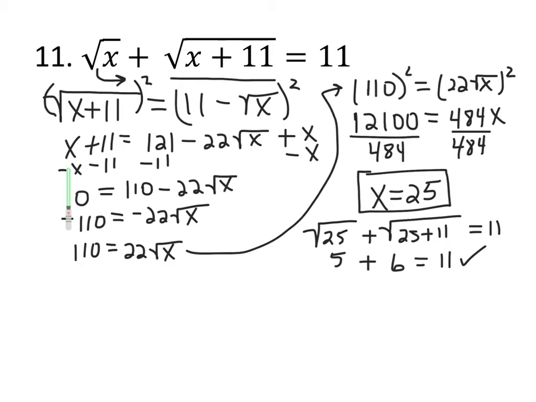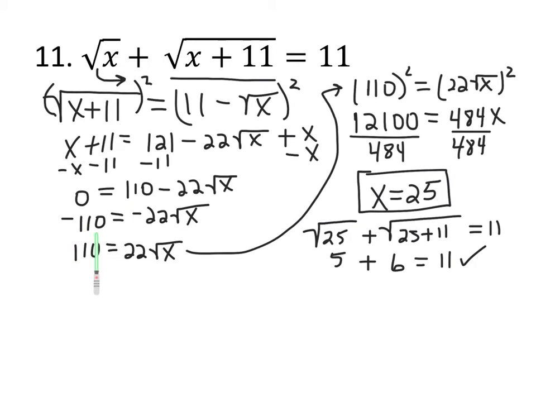Now I'm going to set that equal to 0 by subtracting x and subtracting 11. So I subtract the x over here, and I subtract 11 from my 121. The next step is to go ahead and simplify that. So I have 0 equals 110 minus 22 root x. Now I have another root, so I'm going to have to square that again. So what I'm going to do is move this 110 back over to the other side of the equal sign so that I can isolate this so that I can square it.